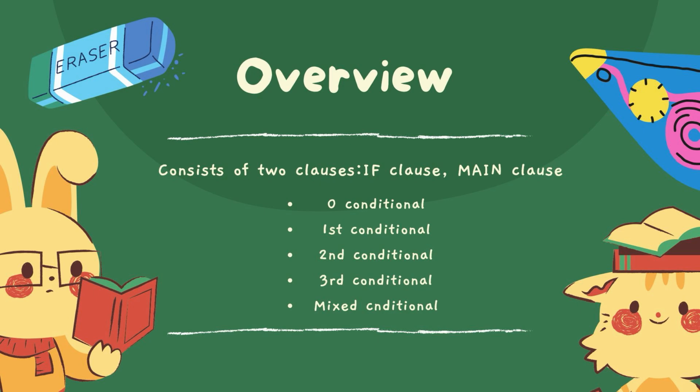Each conditional has an if clause, comma, and a main clause. The if clause gives us a condition. When I say condition, I mean like situation. And the main clause gives us the result.